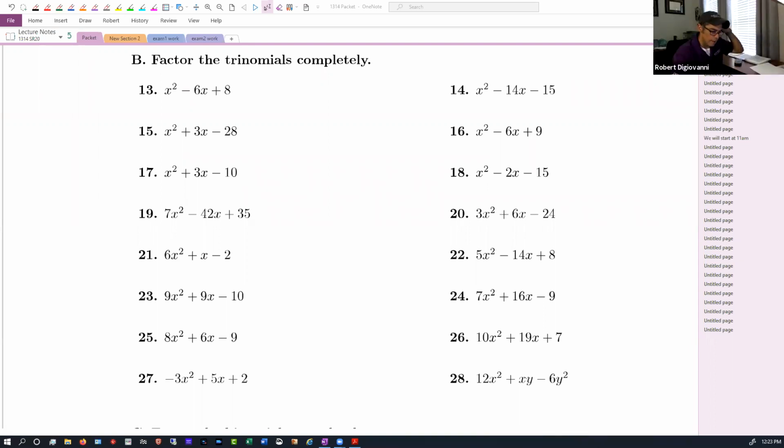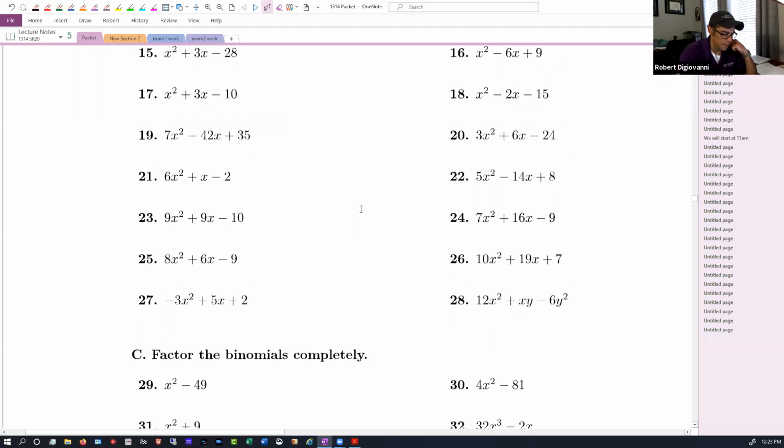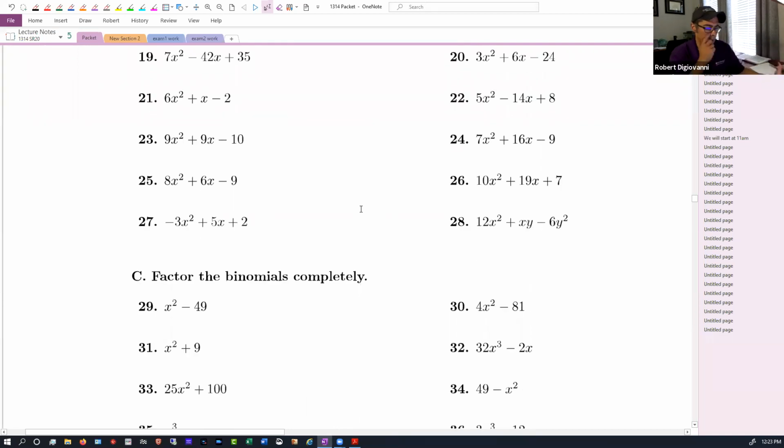Okay, I think we'll pick things up here. I wanted to work number 28. I thought that was an interesting example because it has a slightly different form to it. And I'll try and work it right here on this page.